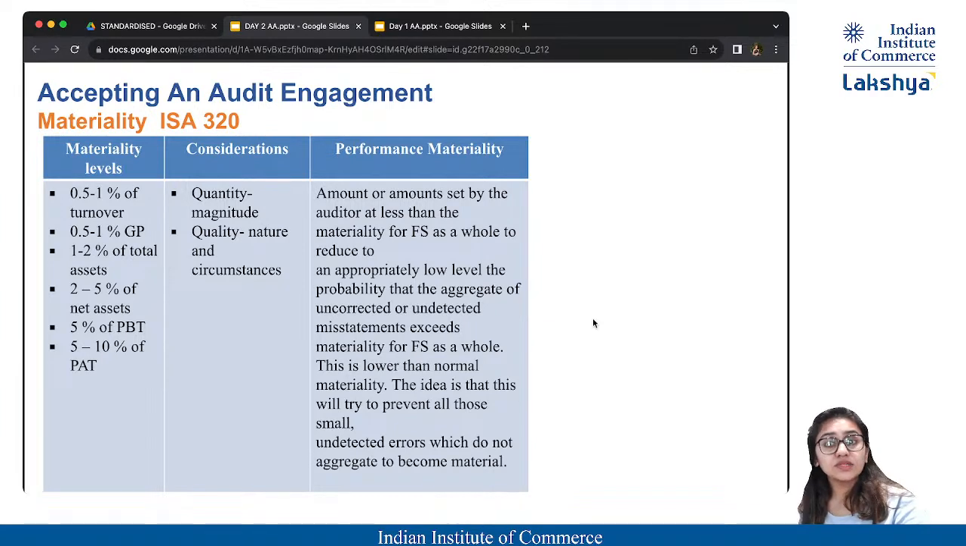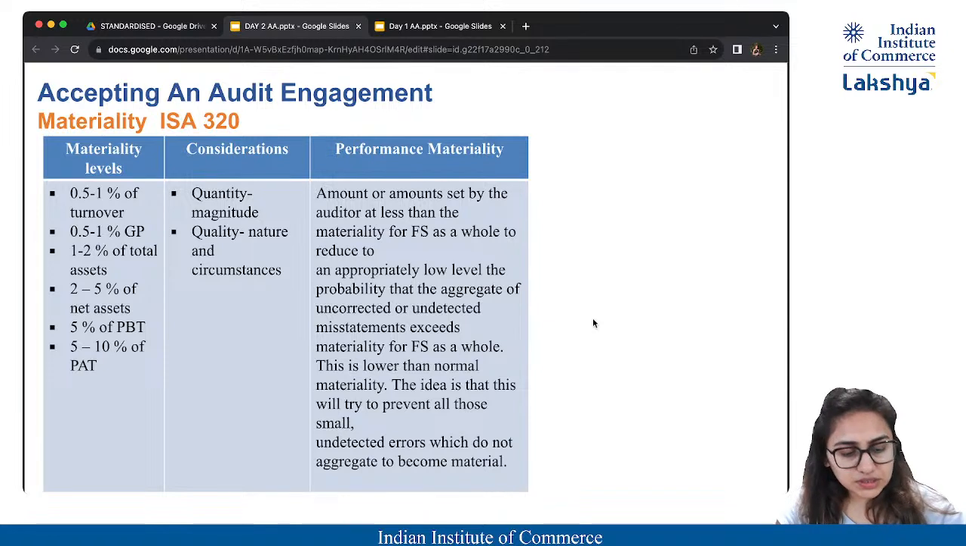Okay, so materiality by size is this. What can be material by size is 0.5 to 1% of your turnover. So if your turnover is 1 lakh rupees, 500 to 1000 and above is material for you. So 0.5 to 1% of turnover, that is 500 to 1000 and more, is going to be material for you.